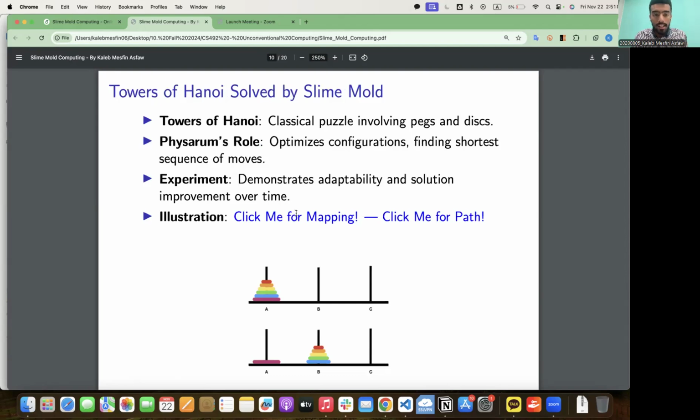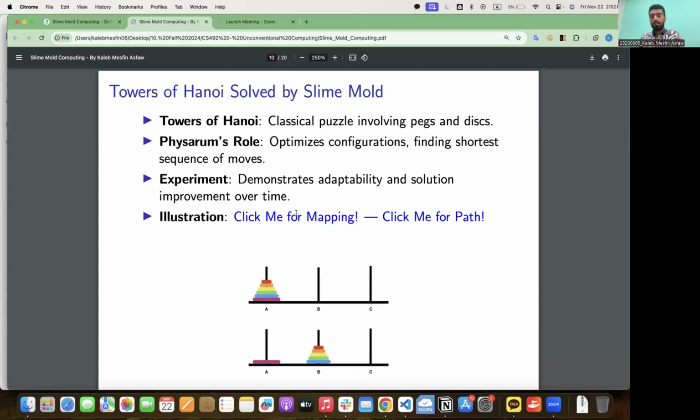Okay, now let's see how slime mold solves multiple problems. Because the previous methods we saw are just the fundamental way that slime mold tackles such algorithmic problems and how it comes up with its own algorithm to find optimal paths.